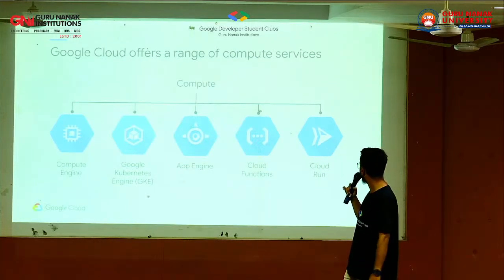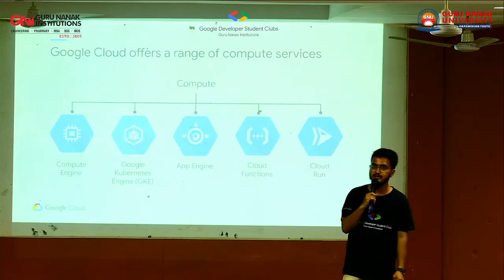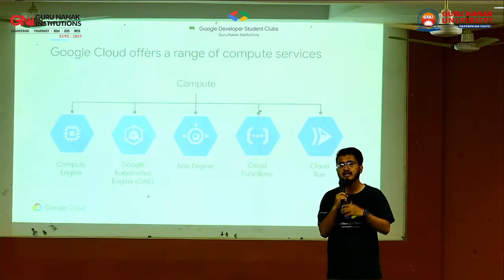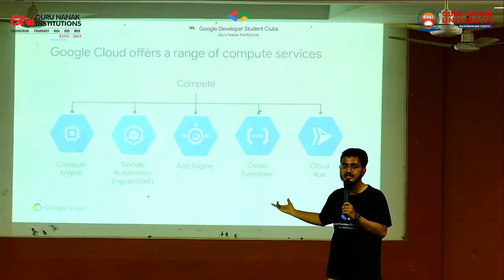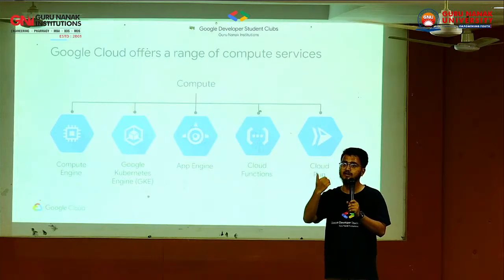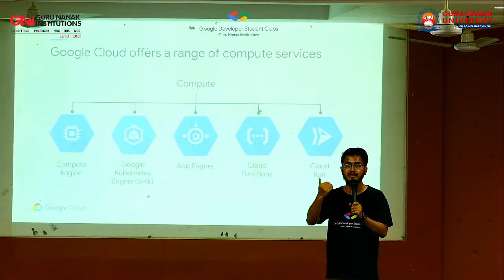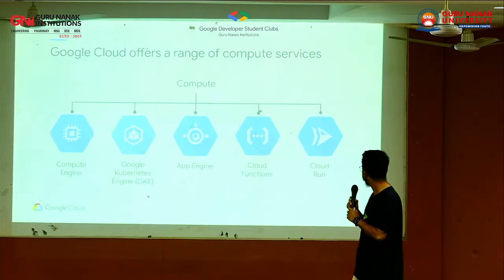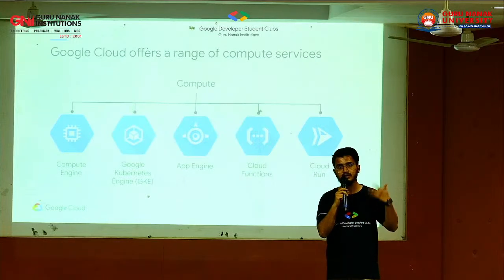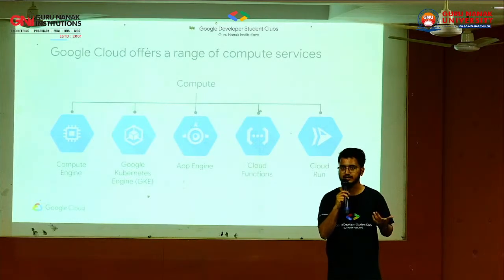And the fourth one is Cloud Functions. If you want to execute only code, only event-driven programs, then we can use Cloud Functions. It is a serverless, fully managed service. We don't need to think about storage and all those things. Those substantial things will be taken care of by Google Cloud. And the fifth one is Cloud Run. For running containers, we use Cloud Run.